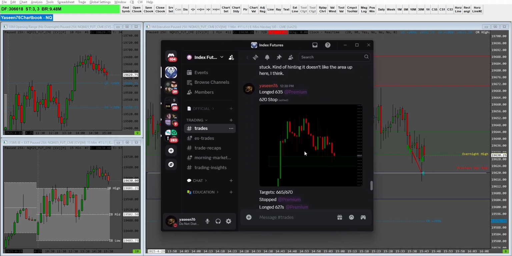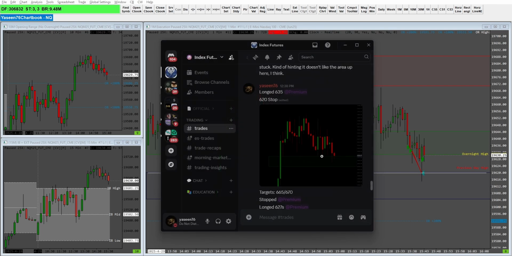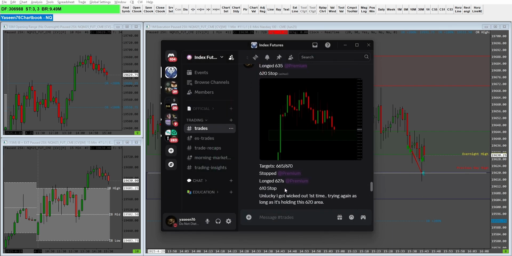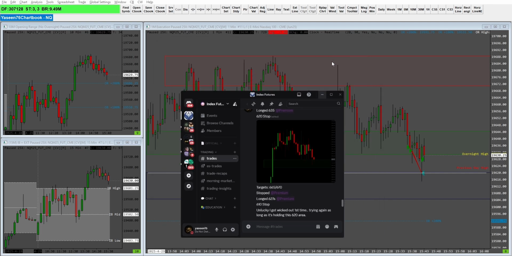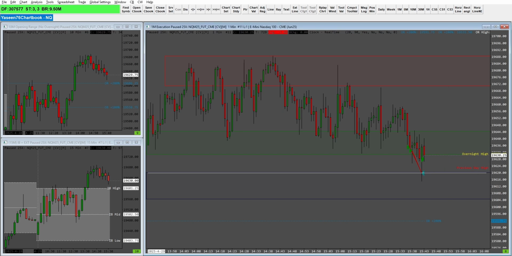So if we go on Discord, I see long 635, 620 stop, and I show the 5 minute demand zone, basically the same green one here, stopped. Then long 627s again, I think it was 628 actually, with a 610 stop. And I say unlucky, I got wicked out the first time, trying again as long as it's holding the 620 area. So as long as it's holding the 620 area, I have no reason to be panicking or anything. And just kind of let the market do its thing. As long as it holds this lower wick area, I should be good.